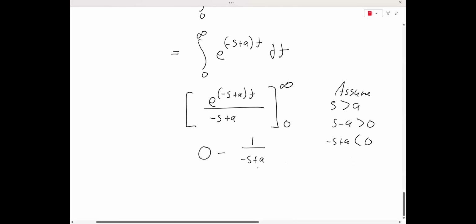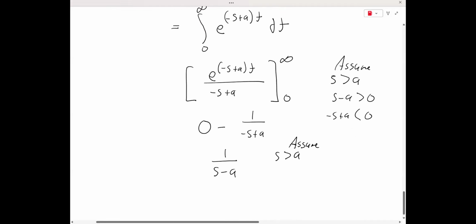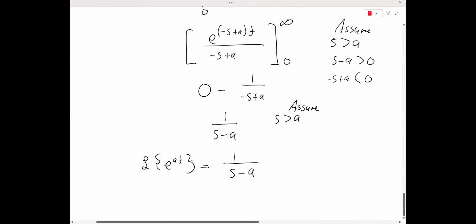And if you clean this up, I can take that negative and distribute it down here. So you end up with 1 over s minus a, and that's assuming here s is greater than a. Okay, so that would be the Laplace of this. So the Laplace of e to the at is equal to 1 over s minus a. Okay, so I'll put this in the box here.